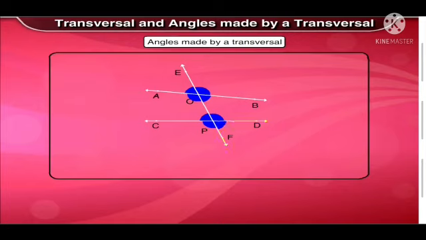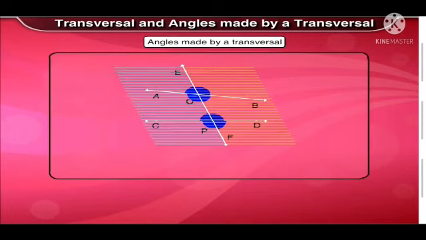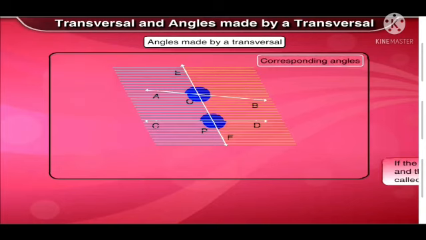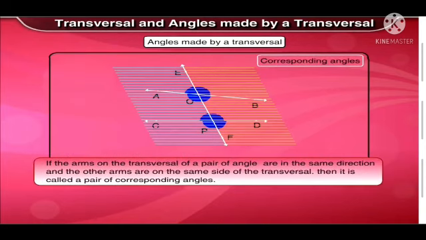Let us study these different pairs of angles: angle FOB and angle OPD, angle BOP and angle DPF, angle EOA and angle OPC, and angle AOB and angle CPF. In each of these pairs, the arms on the transversal are in the same direction and the other arms are on the same side of the transversal. A pair of such angles is called a pair of corresponding angles.